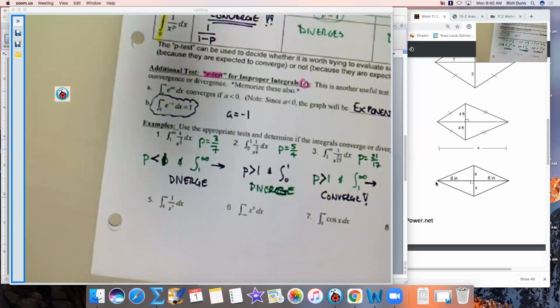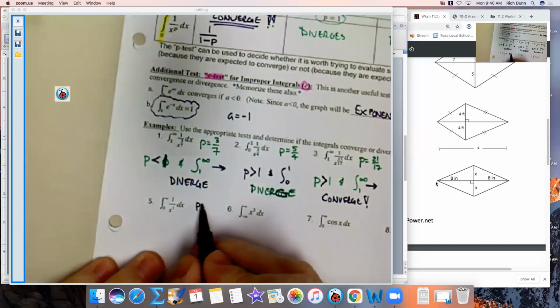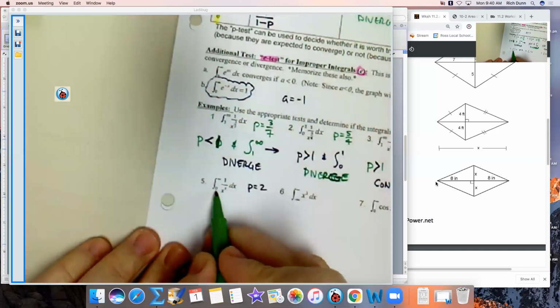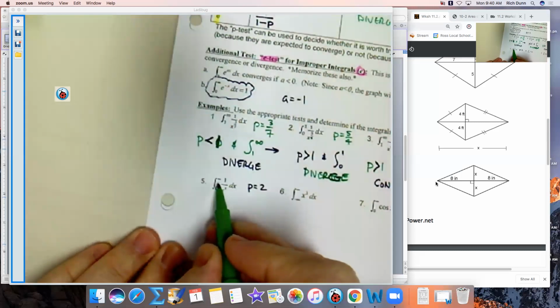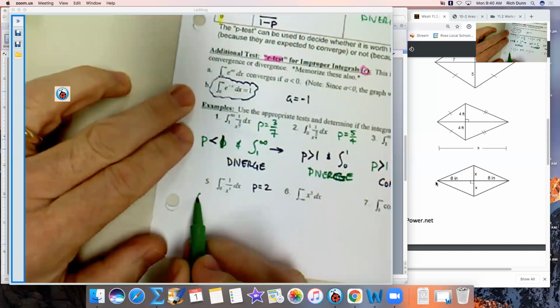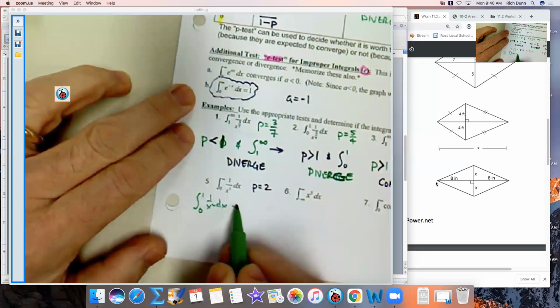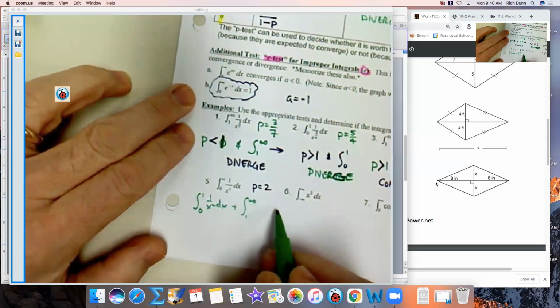Let's take a look at our next one. We have a similar situation to what we just had. In this case, our p is equal to 2, but we're evaluating this from 0 to infinity. So we need to break this up into the integral from 0 to 1 of 1 over x squared dx, plus the integral from 1 to infinity of 1 over x squared dx.